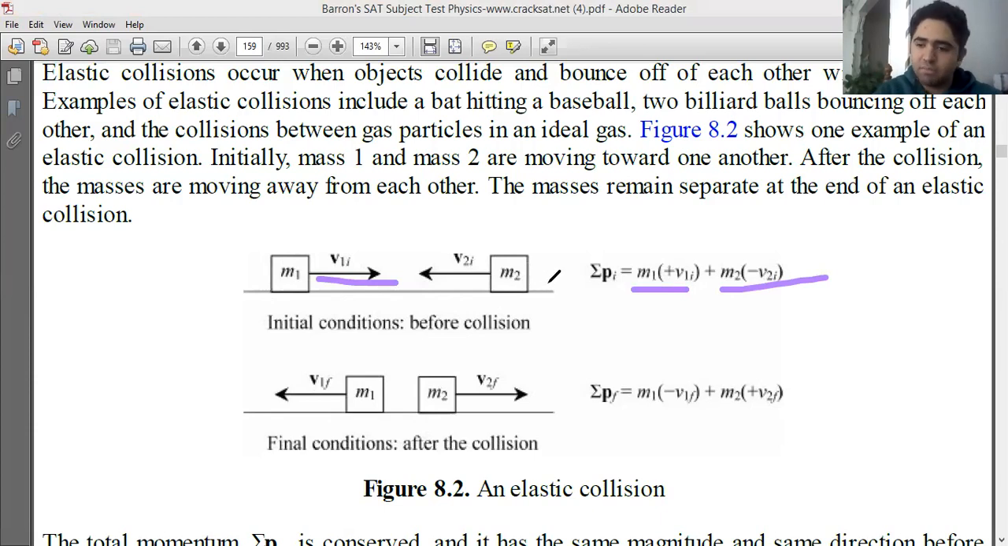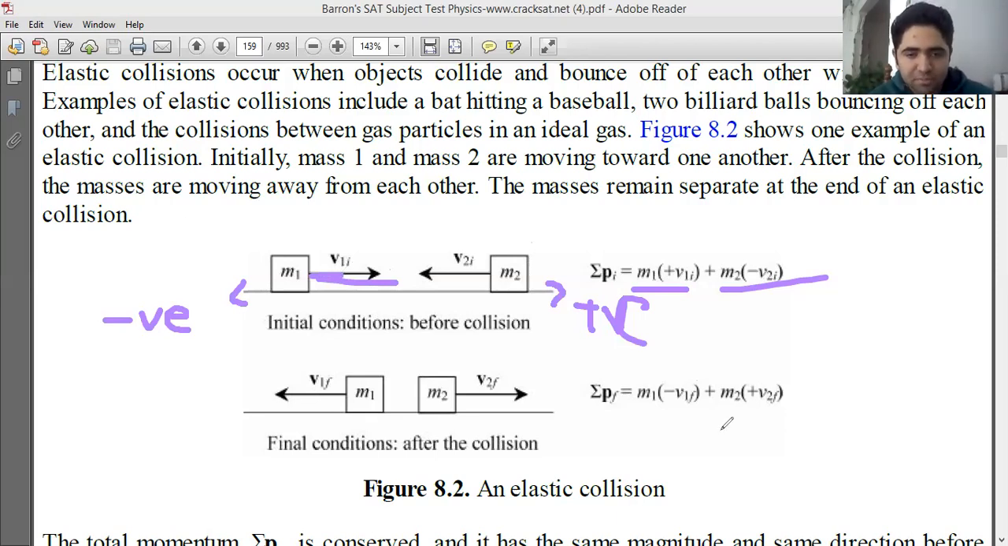I have determined on my problem that this is the positive direction and this is the negative direction. So any object moving in the negative direction will have a negative velocity. So this momentum plus that momentum is going to be equal. Now look at this. m1 v1i, the initial velocity, with initial meaning before the collision, and final meaning after the collision.